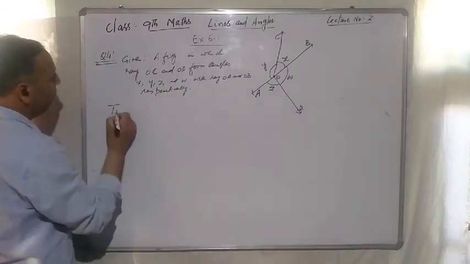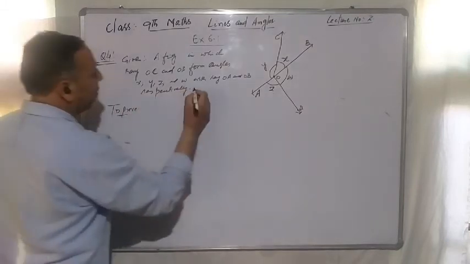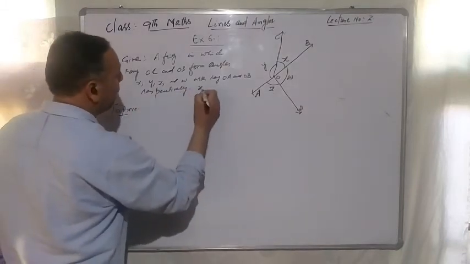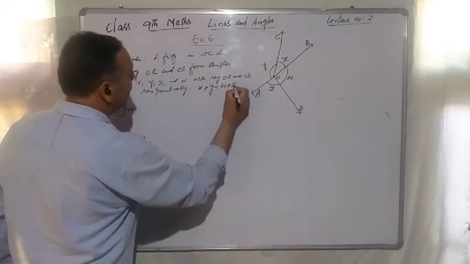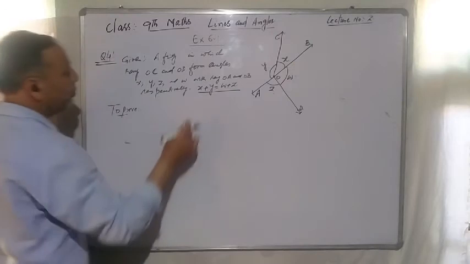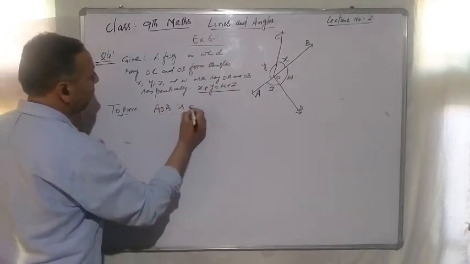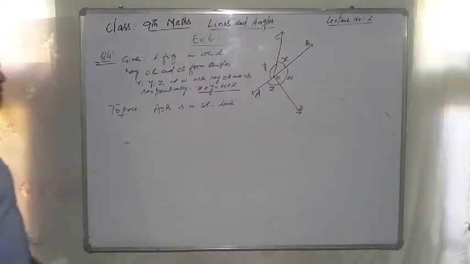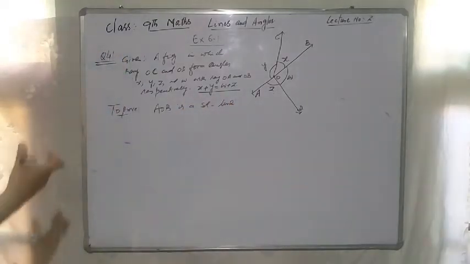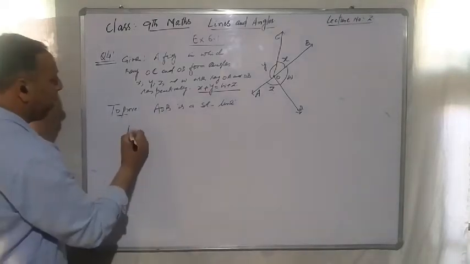To prove, we have to prove that it's also given that X plus Y is equal to W plus Z. We have to prove that AOB is a straight line. Prove that AOB is a straight line. Here we will use the linear pair axiom. Obviously, using the linear pair axiom we will prove this.